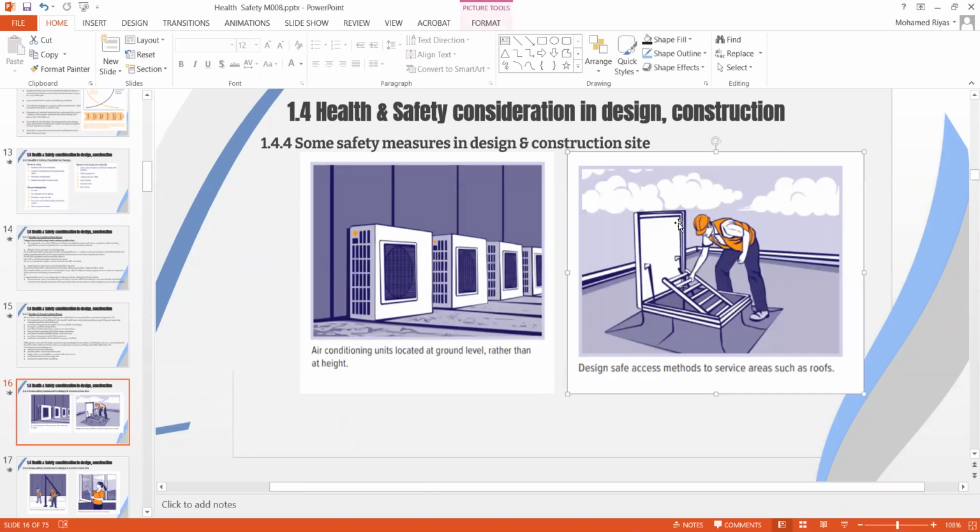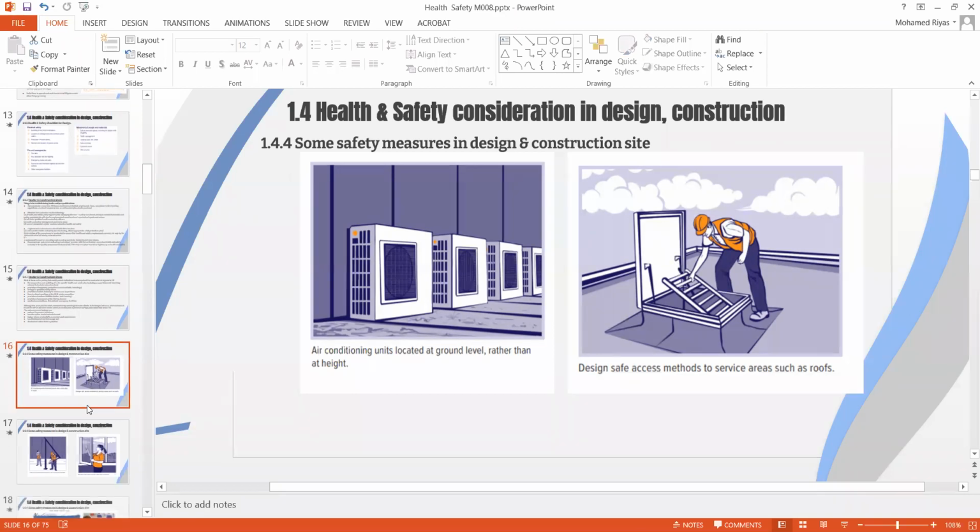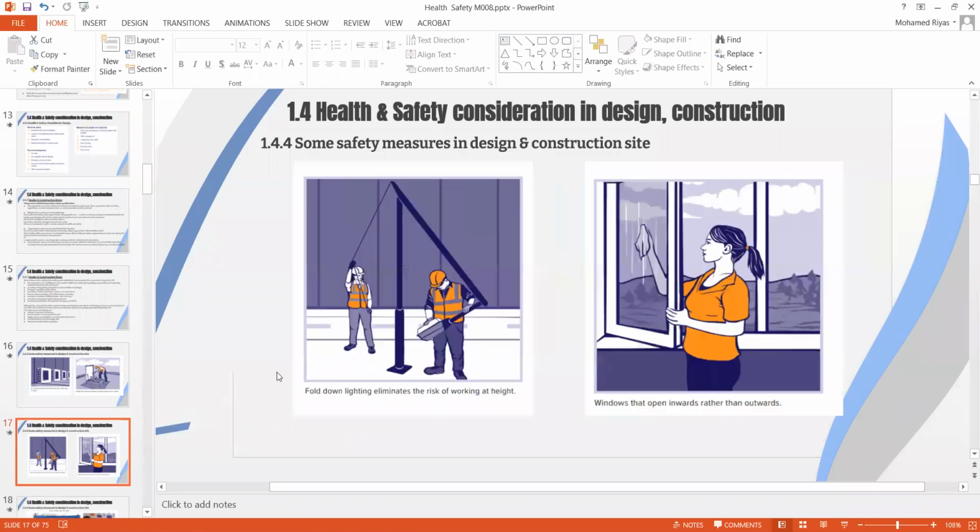The second one, if you look at the picture, is designing safe access methods to service areas such as roofs. So this is one of the safety approaches considered by the design parameter. Now, coming to the construction part, if you look at the picture, a fold-down light eliminates the risk of working at height. So you will see with this fold-down, the total height is reduced. So you will eliminate the risk of working at height.